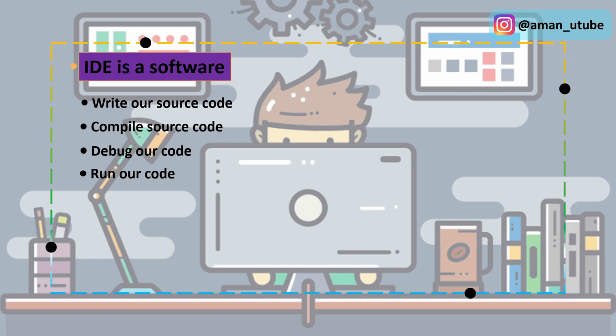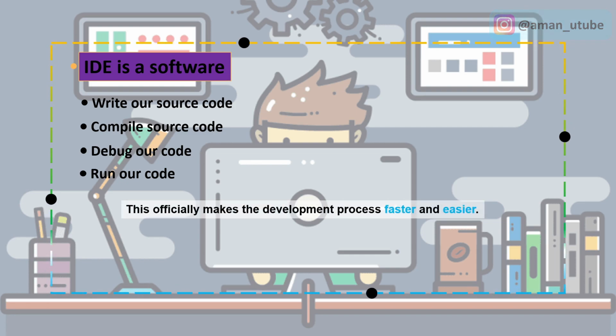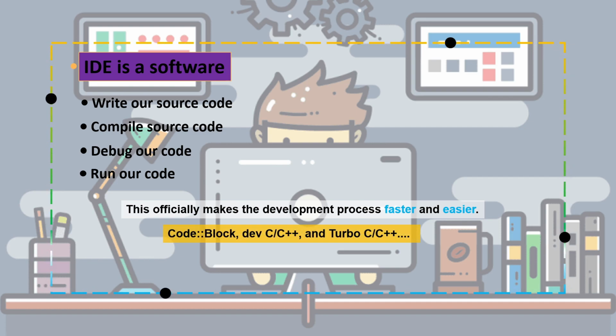As you can see, IDE provides us a lot of tools. This obviously makes the development process faster and easier. All of these tools can be found in a single location known as IDE. CodeBlocks, Dev C or C++, Turbo C or C++ are some popular IDEs for C programming.